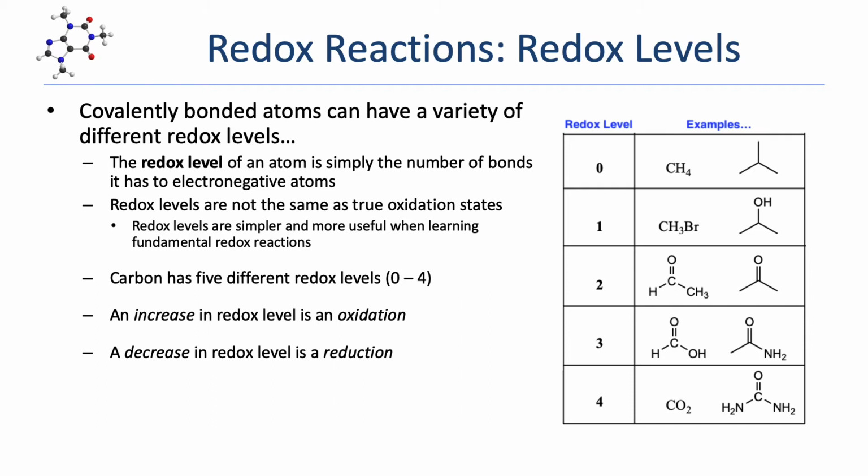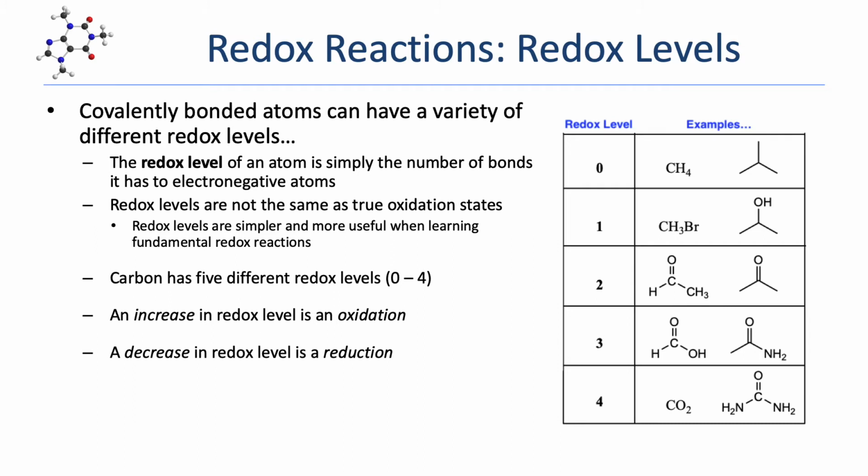And that means that there are actually 5 possible redox levels, because carbon can have as many as 4 bonds to electronegative atoms, but can have as few as 0. So here in this table, I have examples of organic compounds where we can see carbon in the 5 different redox levels. So carbon in the 0 redox level is typically a carbon that's bonded to other carbons and hydrogens. In other words, it has no bonds to electronegative atoms.